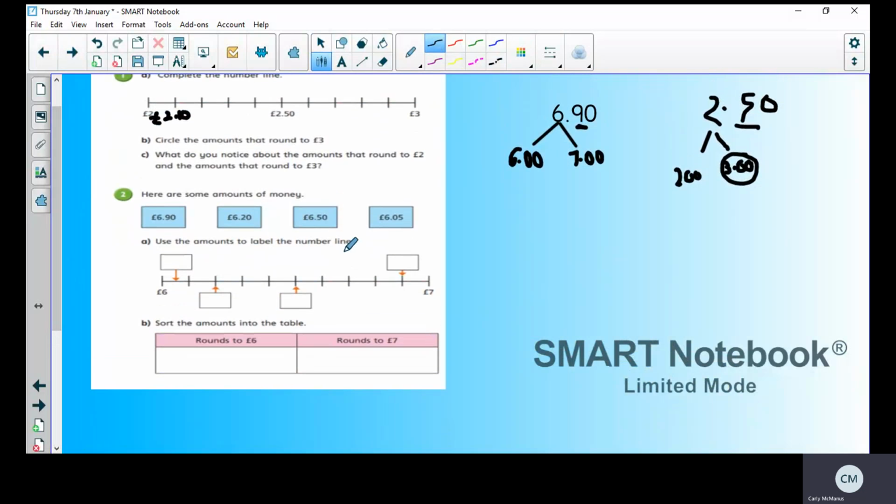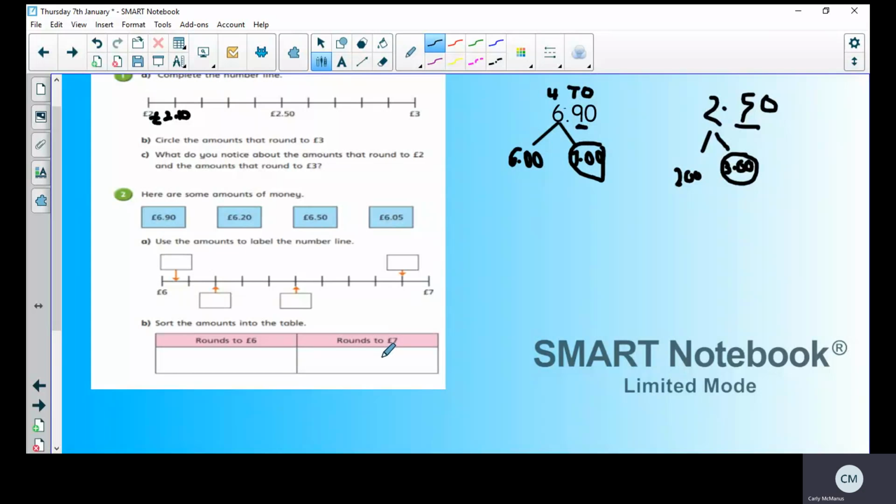So I've just started one for you. Say you're looking at £6.90. Again, just think of £6 and £7 as 600 and 700. So you put your place value. We're rounding to the nearest hundred, the nearest pound. So that's either going to be £6 or £7. And we look at the tens number, which is a 9. So we know we round up. So that one will be £7. So £6.90 would round to £7.